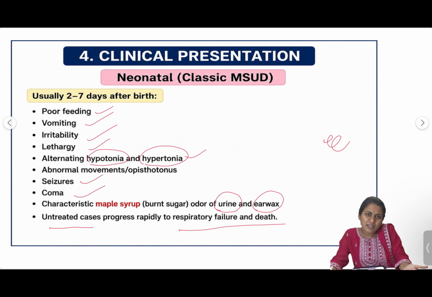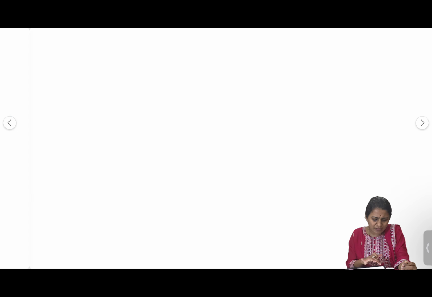So why is the baby well in the mother's womb? Because all the toxic metabolites are handled and removed by what? The placenta. The placenta acts as a dialyzer for the baby. That's why there is no presentation in the womb. So when the baby is born, it looks like a healthy baby. So what is the manifestation?